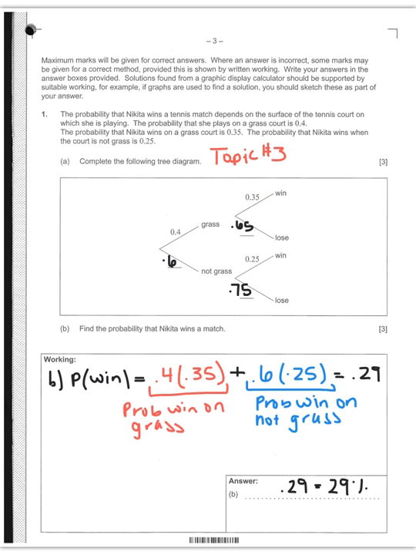So then over here, the probability that she wins on not a grass court is 0.25, and that means that the probability that she loses on a not grass court is 0.75. Part B wants us to know what's the probability that she wins a match.